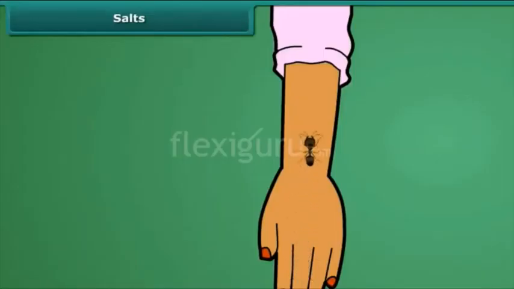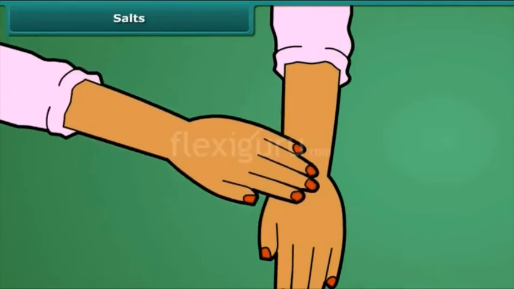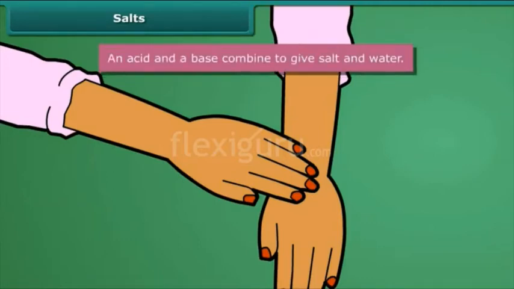Do you know you feel relieved on applying baking soda on an ant sting? This is because baking soda neutralizes the acid present in the ant sting. Now that we know what an acid and a base is, let us find what happens when an acid is mixed with a base. An acid and a base combine to give salt and water.